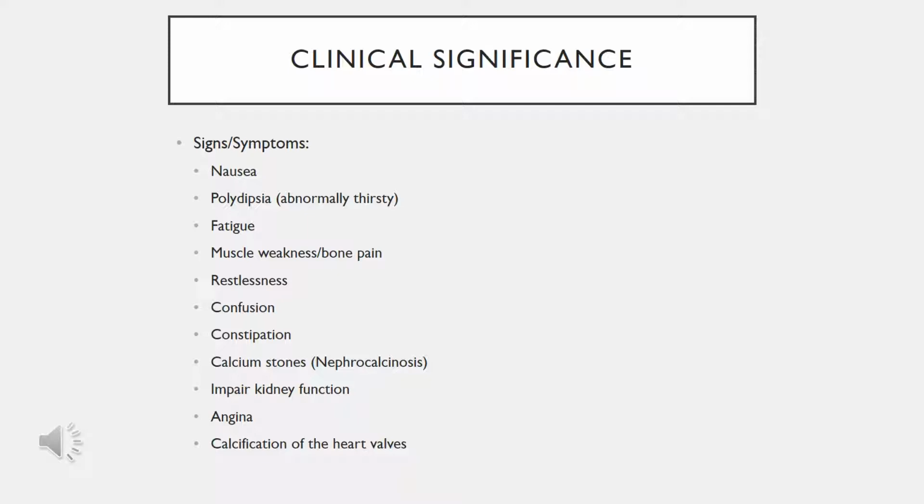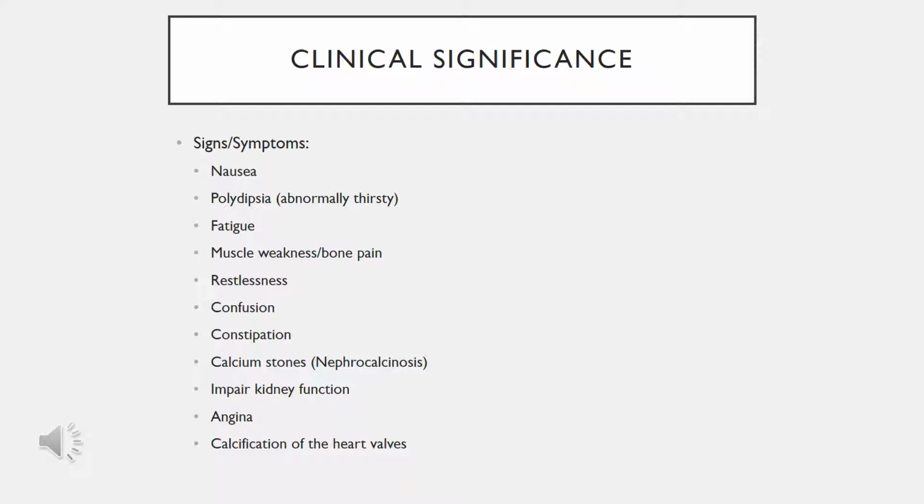Fatigue, muscle weakness, and bone pain. And this occurs because usually excess calcium comes from your bones, which will then cause them to weaken, resulting in that muscle weakness and bone pain. Restlessness, confusion, constipation, calcium stones or nephrocalcinosis, impaired kidney function, angina, and calcification of the heart valves. Confusion, fatigue, and restlessness occur because hypercalcemia interferes with the brain's function. And through a study, we found that excessive calcium intake may cause constipation, calcium stones, muscle weakness, and impaired kidney function.